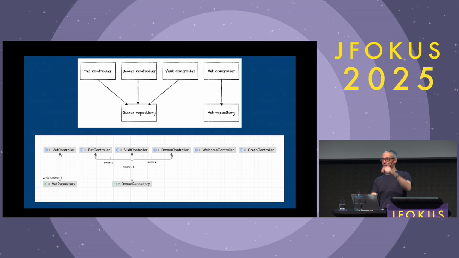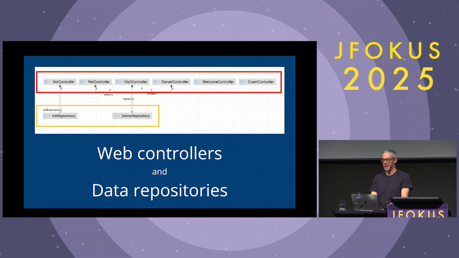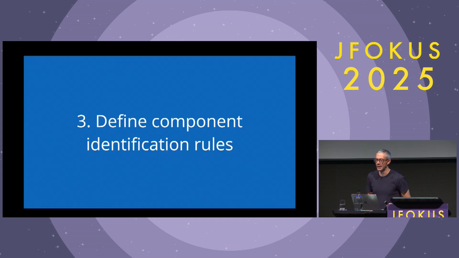So either approach, top down or bottom up, what we can see here is we have essentially a bunch of web controllers and data repositories. Again, it doesn't matter which of the pictures I generated we use, we've got web controllers and repositories. So we have two categories of components that we essentially want to reverse engineer out of our codebase here. Step 3, we need to identify the rules that we can use to identify all components in those two categories.